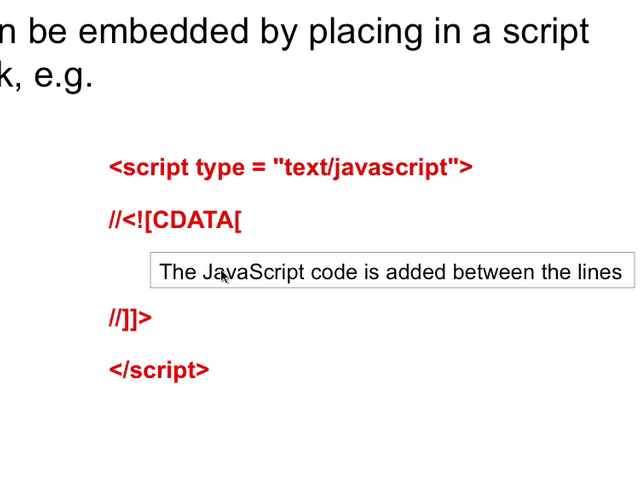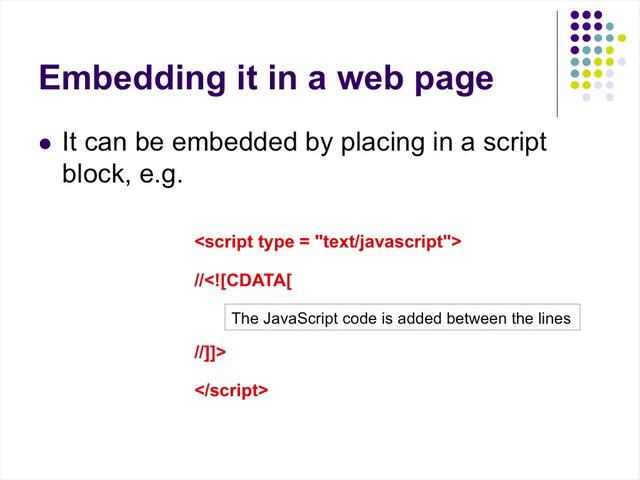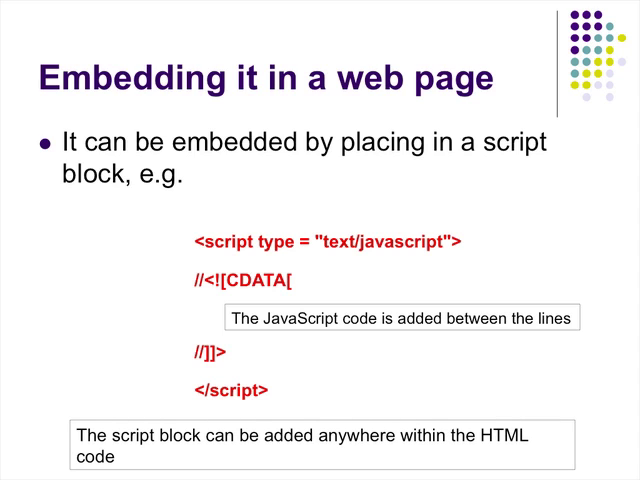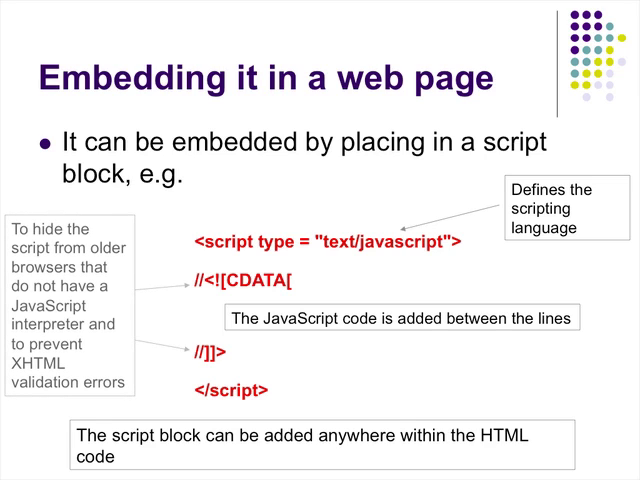We'll put our JavaScript code in here. And this script block can actually be anywhere on a web page, anywhere within the HTML code. You can put it in the head section, or you can put it in the body section. Obviously, it depends on what it is you're trying to do. So that argument to the type attribute defines the fact that it's a script language. And as I say, these two elements hide the script from older browsers that don't have JavaScript, and they prevent XHTML validation errors.